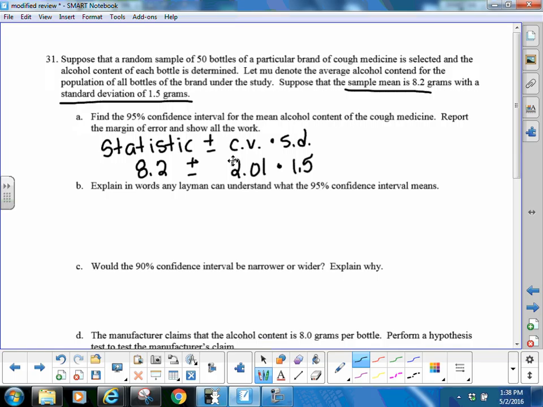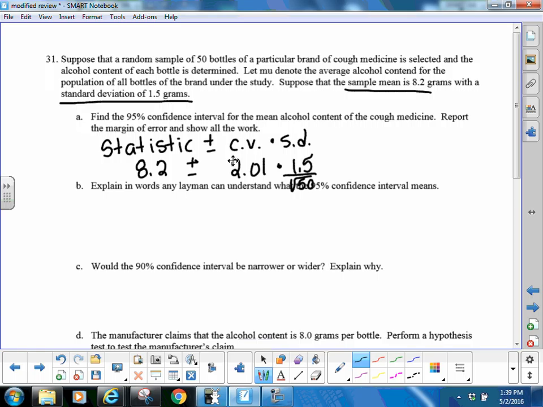Let's talk about the standard deviation for a little bit. Should we leave it 1.5, or do we need to divide it by the square root again? What do we think? What do you think, Ray? And why? I think you do. A lot of it has to do with the way it's worded, but if the mean is 8.2 and a standard deviation of 1.5, let's see what happens if we divide it by the square root of 50.